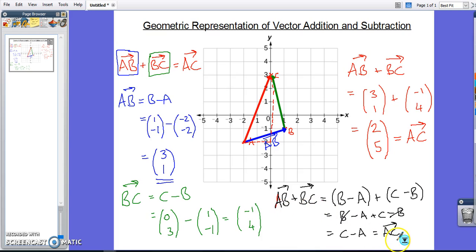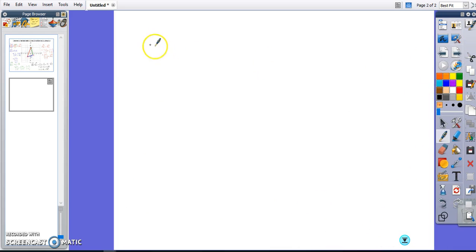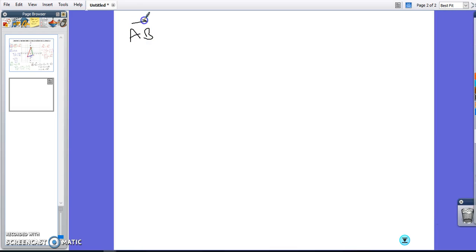And this works as well for any number of vectors that you add together. If you had, for example, AB plus BC plus CD plus DE, then that would give you the vector from A to E. So you can stack them as much as you like, as long as these 2 points match each time, and it'll always take you from the start A to the end E.